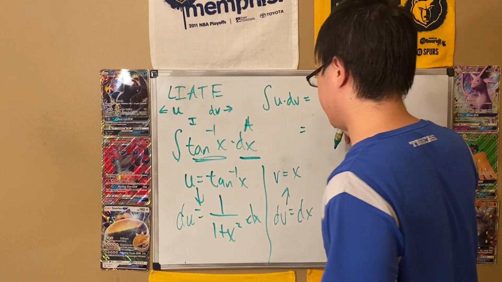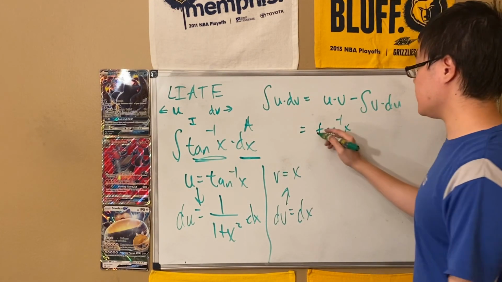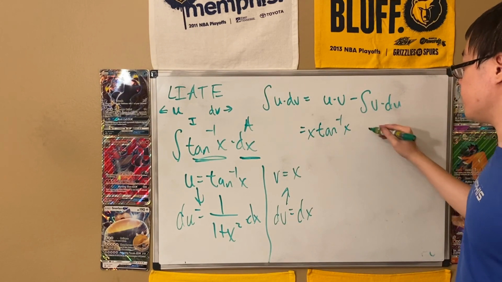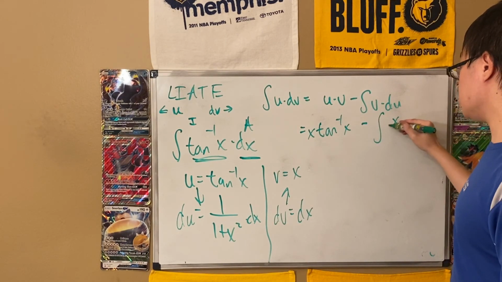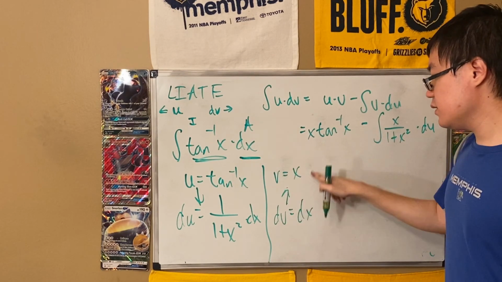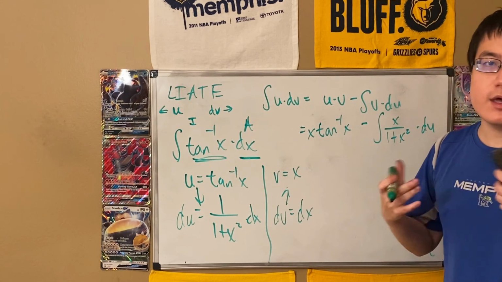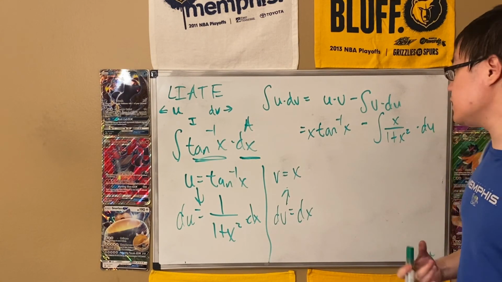So it's u times v, so it's going to be tan to the negative 1 of x times x. Again, I'm going to write it in the front just to make it a little bit prettier. And it looks like we have x over 1 plus x squared times dx. V times du. Unfortunately, again, the integration by parts process doesn't give us the answer.